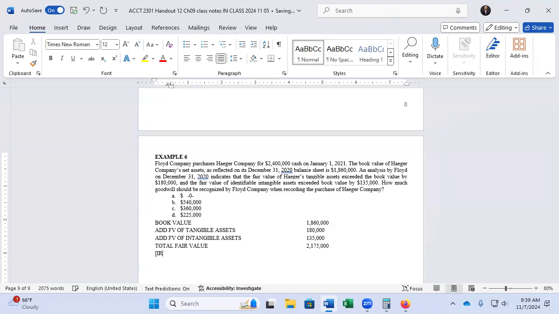So our purchase price, $2.4 million, less the fair value, 2,175,000. And so this difference would be goodwill, and I think it's 225,000. And so our answer is D.